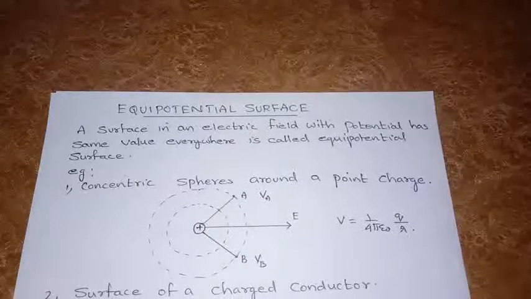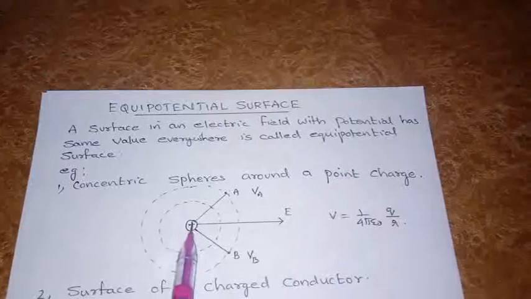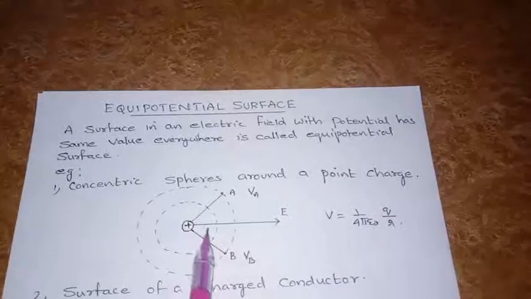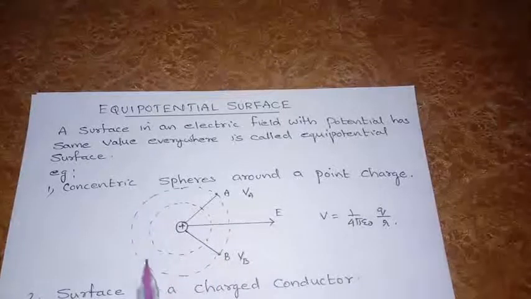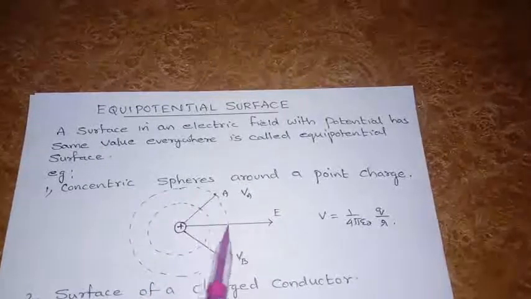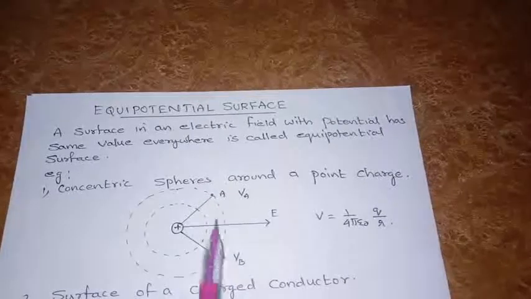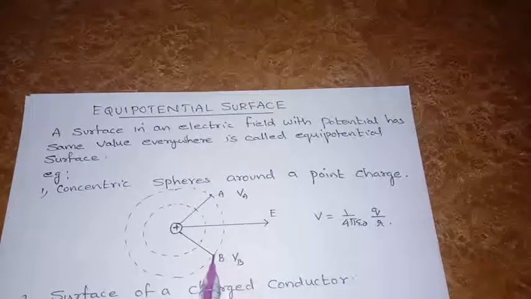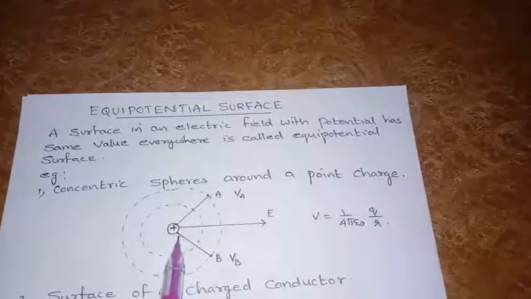What are the different examples for equipotential surface? The first one is concentric spheres around a point charge. So this is a point charge. I am drawing concentric spheres around a point charge. A particular sphere I am taking, and I am taking 2 points on that particular sphere, A and B. Since these are points on the same sphere, the radius remains same.